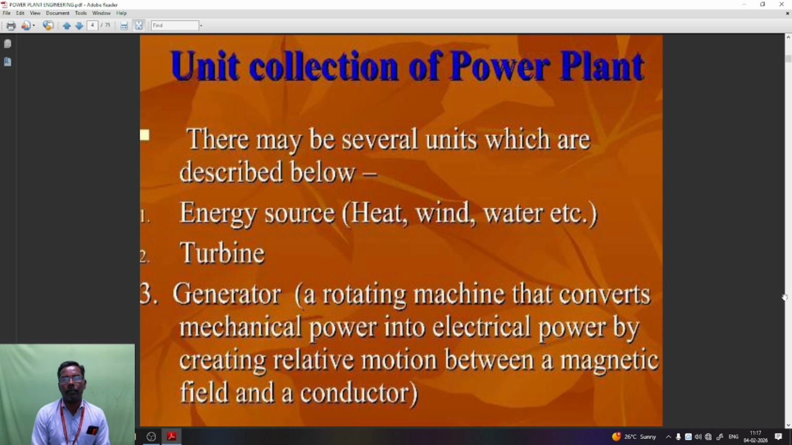Unit collection of power plant. There may be several units which are described below. First, energy source: heat, wind, water, etc. Second one, turbine. Third one, generator.